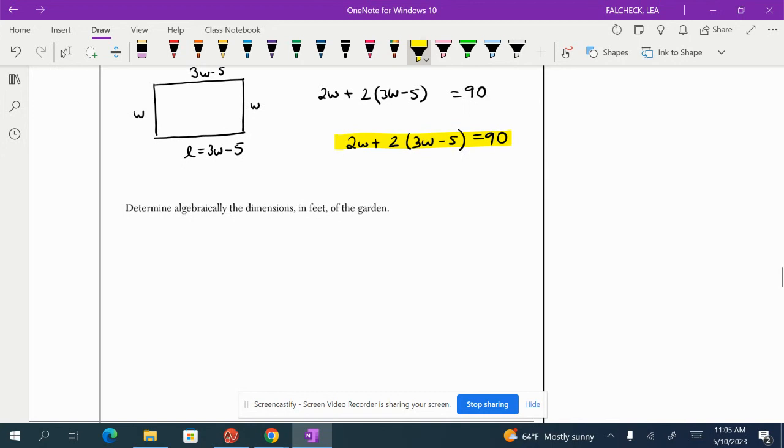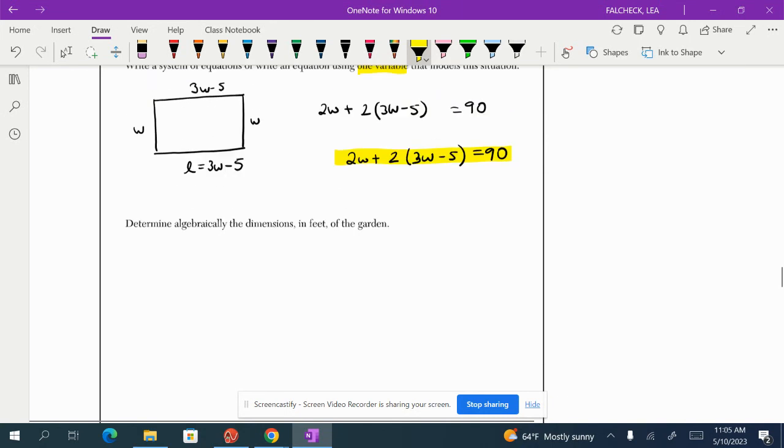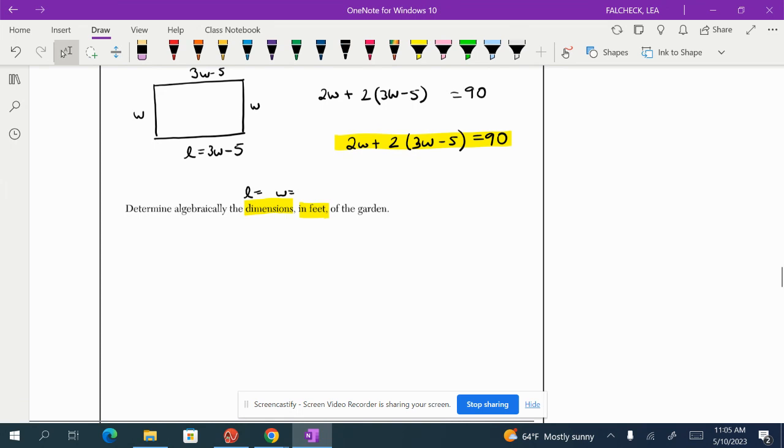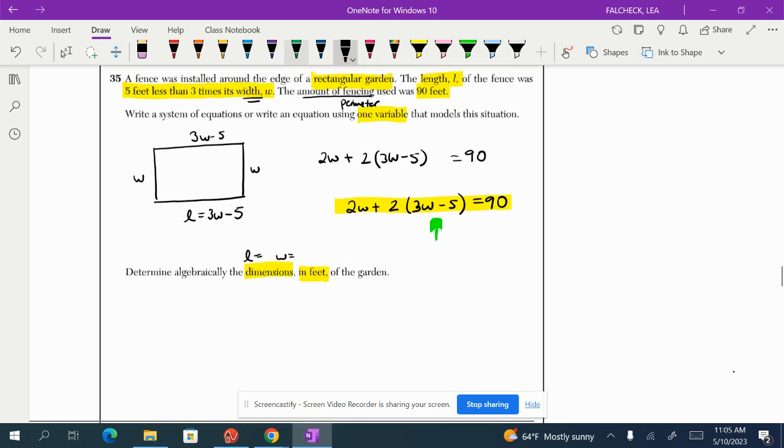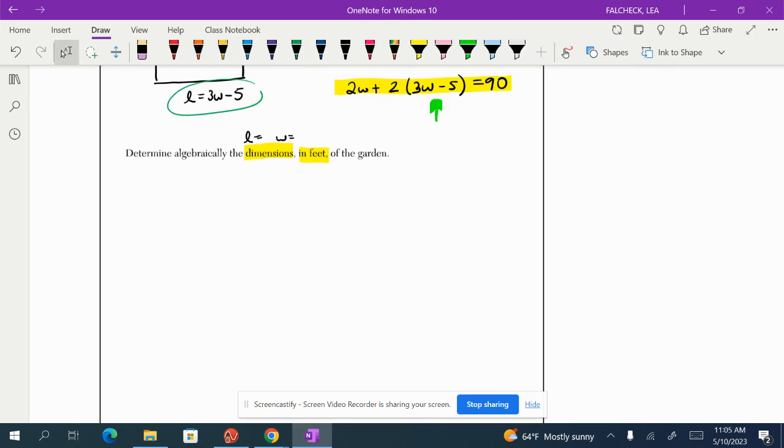Now it says determine algebraically the dimensions in feet of the garden. Dimensions means I need to get my length and my width. Since everything is in terms of the width up here, I'm going to start by finding the width. Then I'll substitute it back into my original picture, and I'll get the length. So I have 2W plus 2 times 3W minus 5 equals 90.